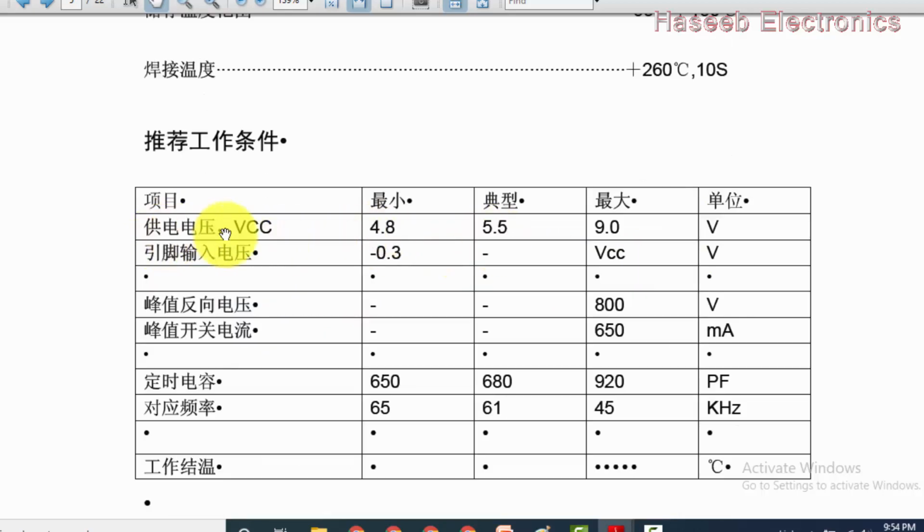Normal working VCC is 5.5 volt to 9 volts, and its switching frequency is 61 kHz when a 680 picofarad capacitor is installed at the CT pin. So it will switch at 61 kHz.